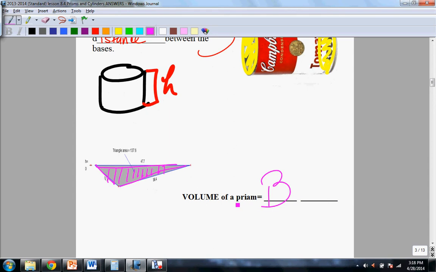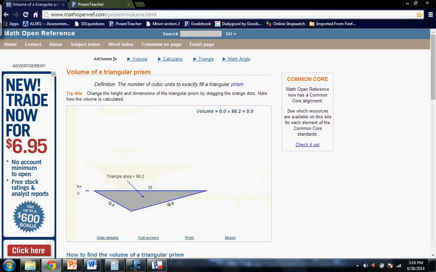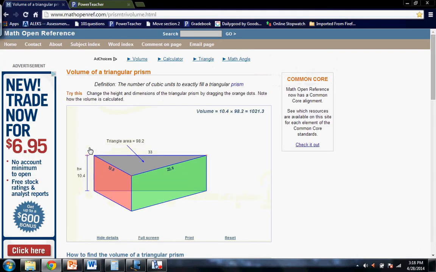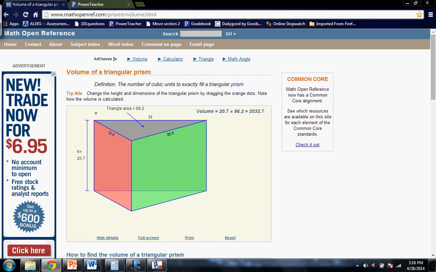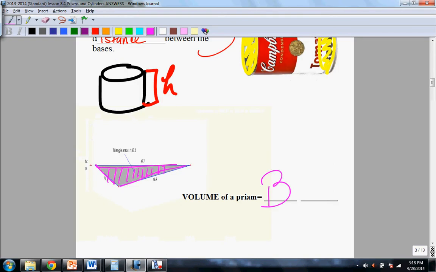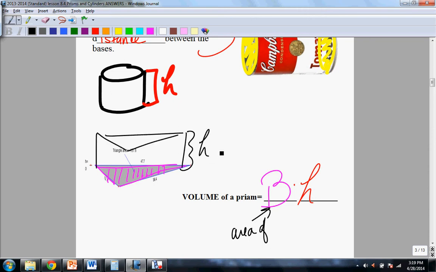We're going to use a capital B here. That means area of. And to find the actual volume, all we do is times by the height. So it's base times height. And that B there means area of. That's volume of a prism and a cylinder. Base times the height.